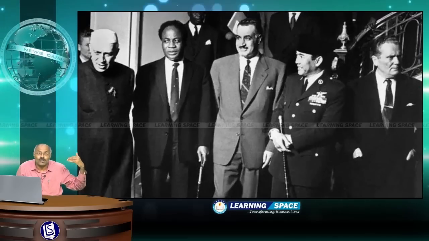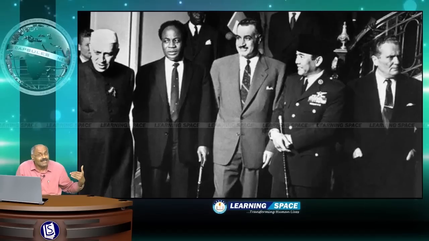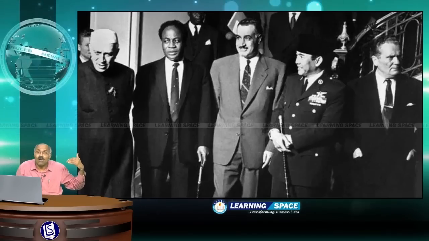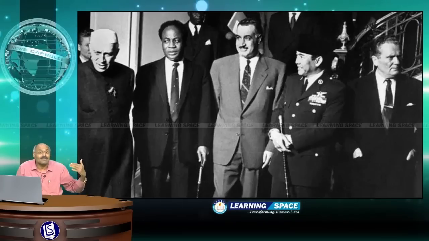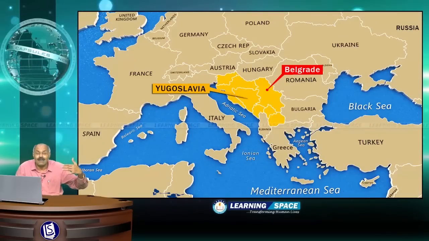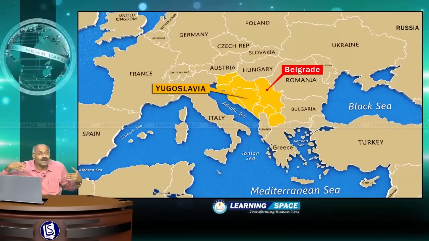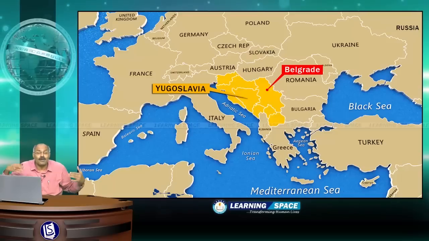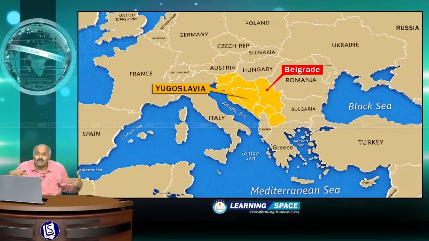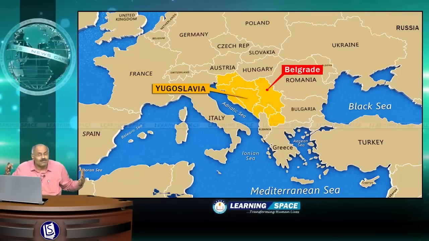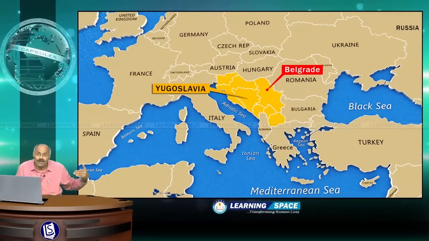Please look into this picture. Jawaharlal Nehru was seen with other leaders at the formation of this non-aligned movement in Belgrade in the year 1961. Please look into this slide. This is the former Yugoslavia, and it now broke down into several countries like Slovenia, Croatia, then Serbia, then Macedonia. All these countries were formed subsequent to the breakdown of Yugoslavia.